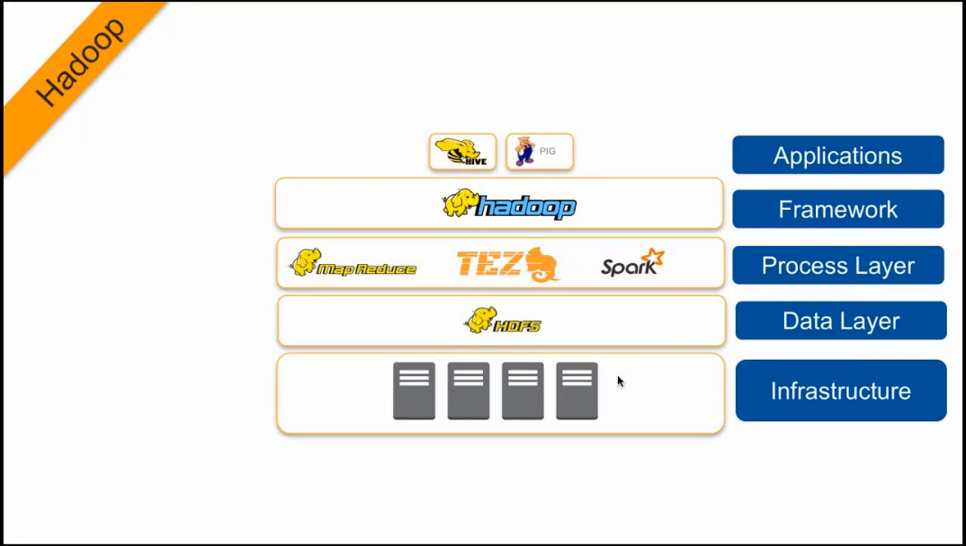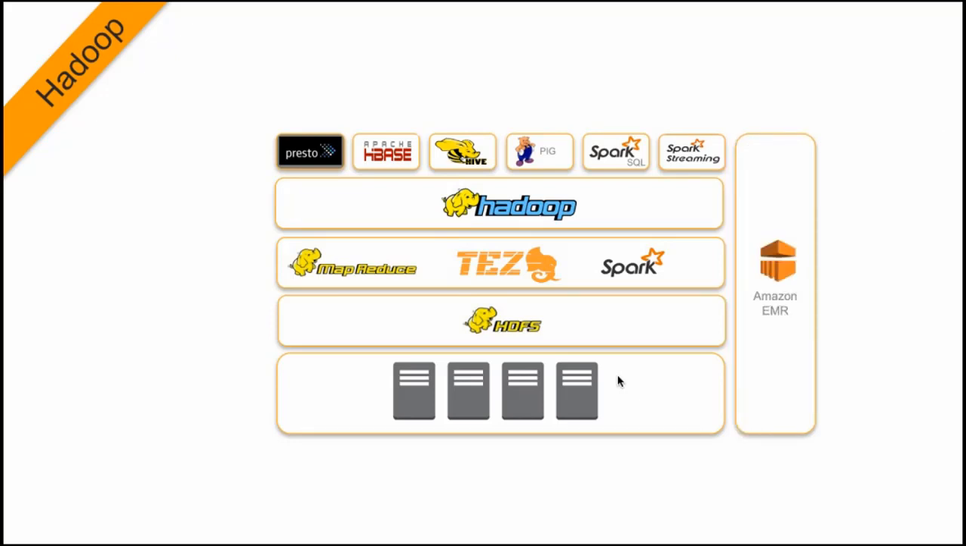Below Hadoop, you certainly don't have to only use MapReduce. We have things like Tez and Spark available to you as well. EMR allows you to manage and run these in the processing layer. If we look above the Hadoop framework, there are plenty of other applications that can be run: Presto, HBase, Hive, Pig, Spark SQL, Spark Streaming. All of these can be managed, run, and deployed on an EMR cluster. So again, EMR is taking the management of all of these things out of the equation and helping you to run all of these in an easy manner.